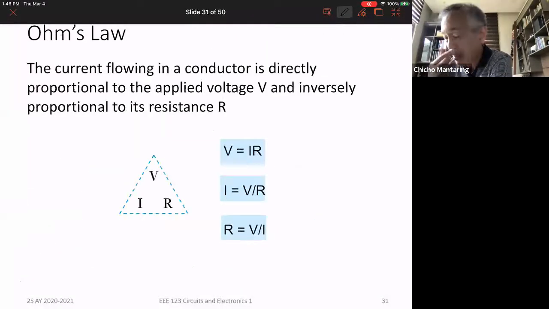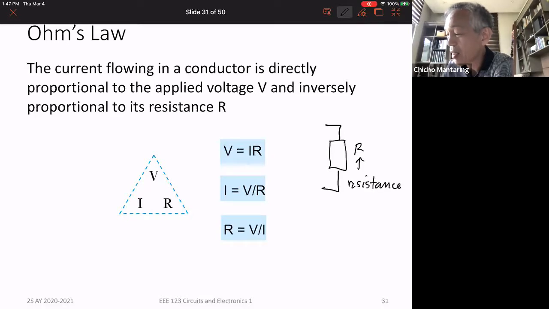Okay. So let's go to Ohm's law. Ito yung sinasabi kong hindi pa natin kinukuha pero it's already needed in the solution of a previous problem. The current flowing in a conductor is directly proportional to the applied voltage V and inversely proportional to its resistance R. So we're talking here about a parameter which we call resistance R. Ano yung resistance? Literally, ang ibig sabihin ng resistance is the tendency of an element to resist the flow of charges.